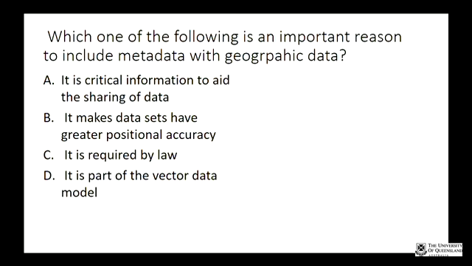Which one of the following is an important reason to include metadata with geographic data? It is critical information to aid the sharing of data. It makes data sets have greater positional accuracy. It is required by law. Or it is part of the vector data model. So why do we need metadata? I assume you all know what metadata is by now.